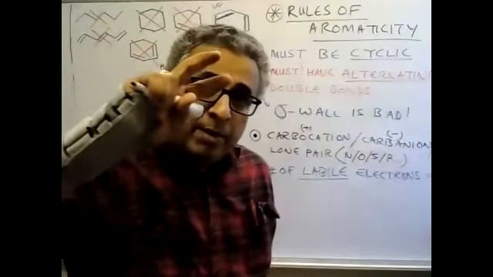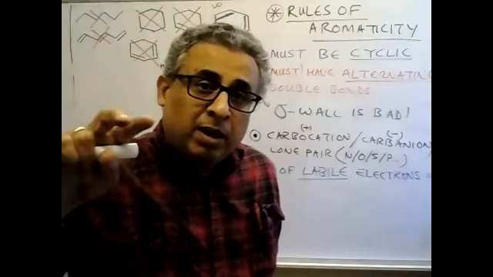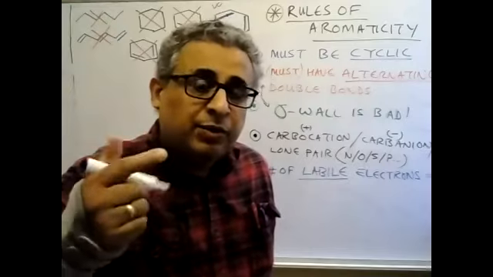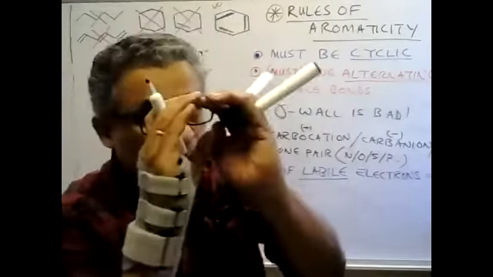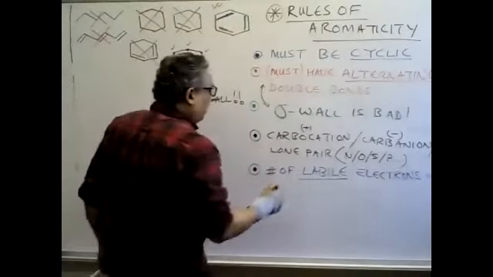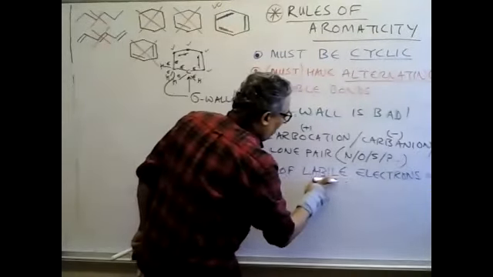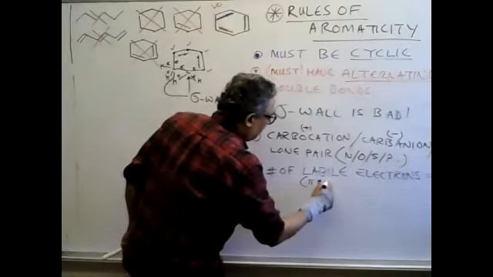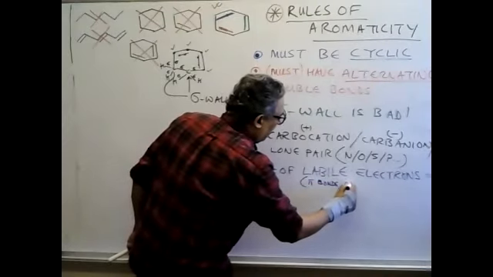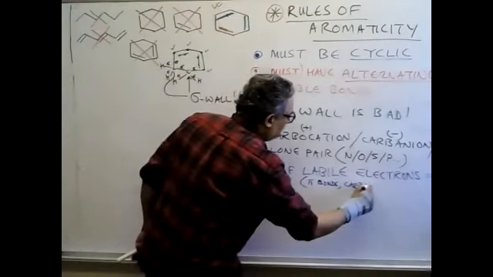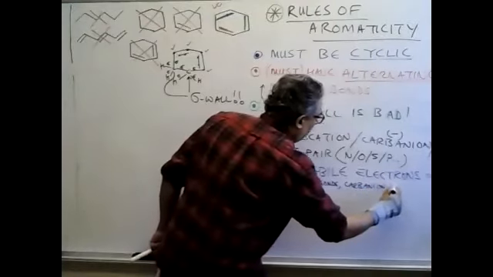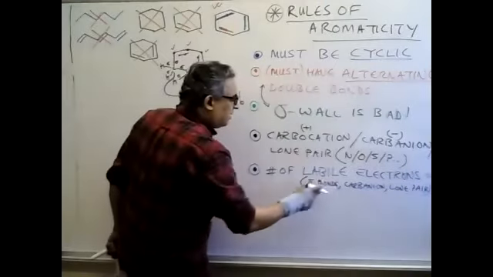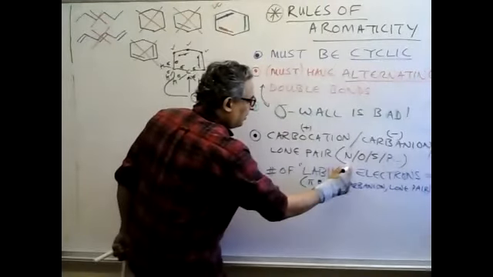You count all the pi bond electrons. You count the lone pair electrons. You count the negative charge electrons. For positive charge, there is nothing to count because there is nothing. You count 0, nothing. Okay. You count all the labile electrons, and the labile electrons are pi bonds, carbanion, and lone pair. These constitute the labile electrons.